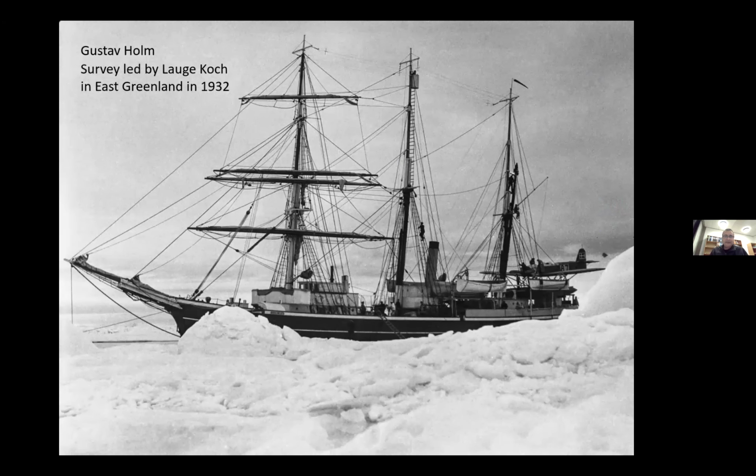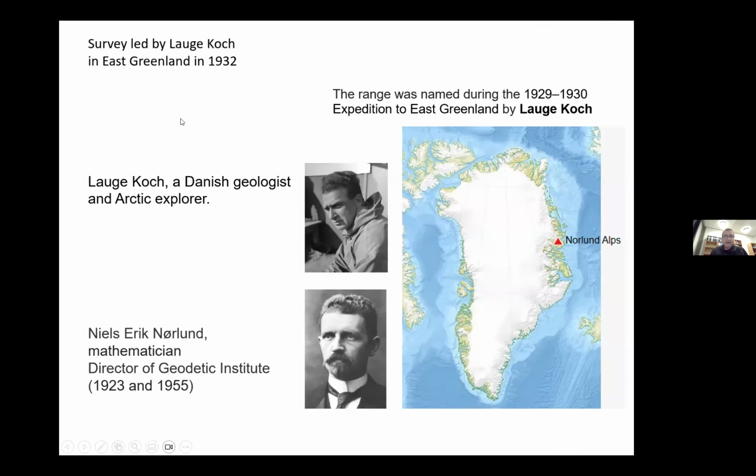In the 1930s, so this is from the East Coast during one of the missions. This mission was led by Lauge Koch, and you can say that he was the person responsible for the aerial photos, while Nils was responsible for all the ground measurements. There's actually a region here called Nordlund Alps. It is named after Nils Nordlund, and it was Lauge who named this region Nordlund.